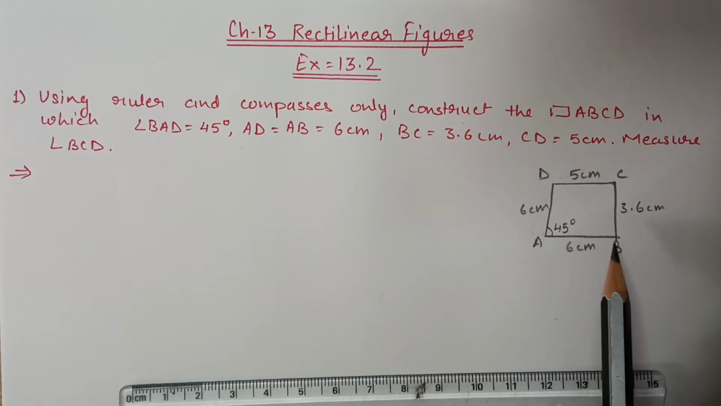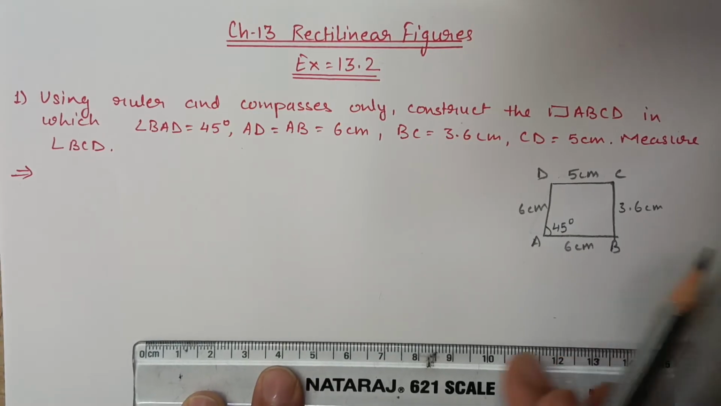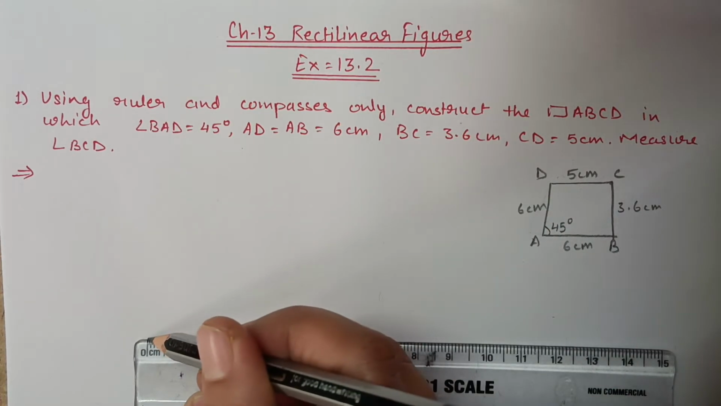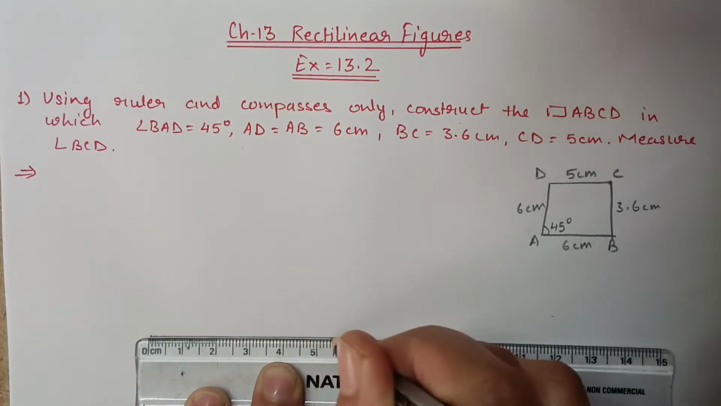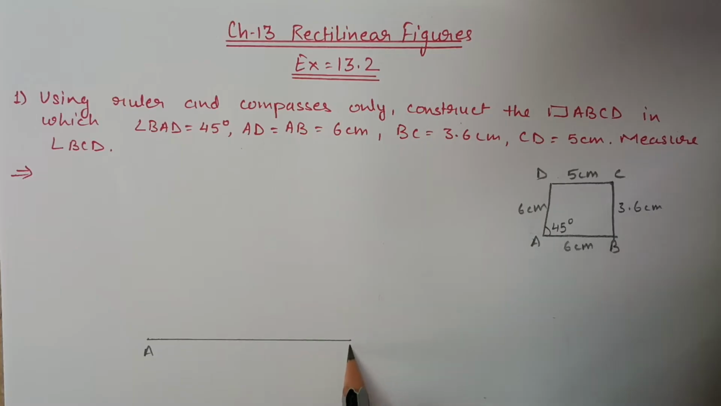First of all, we have to draw the baseline AB, 6 centimeter. Keep your scale and draw AB 6 centimeter. Start from the 0 till 6. Give name A to B. This is 6 centimeter. Then on A we have 45 degree angle.